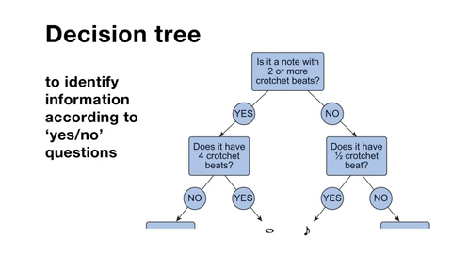Another type of tree diagram is a decision tree, sometimes called a binary key. It provides a guide to identifying objects using questions with yes/no answers. Here is an example of a decision tree about musical notes.